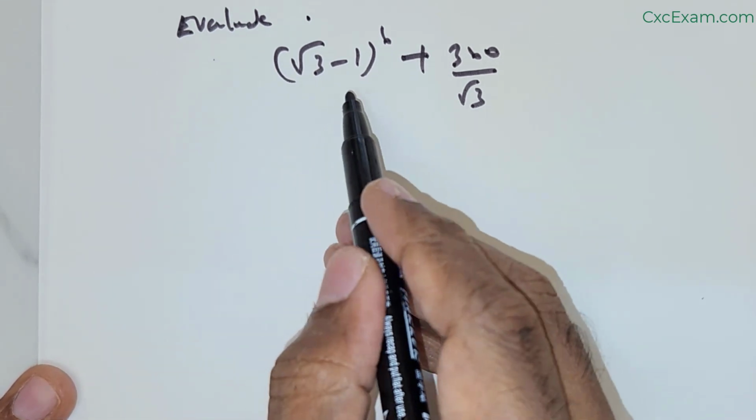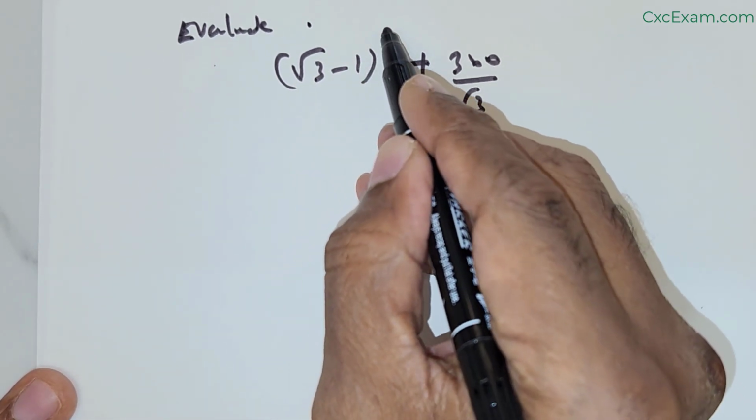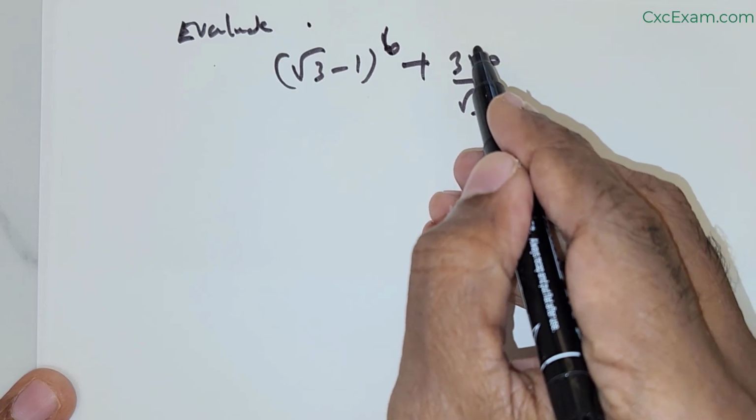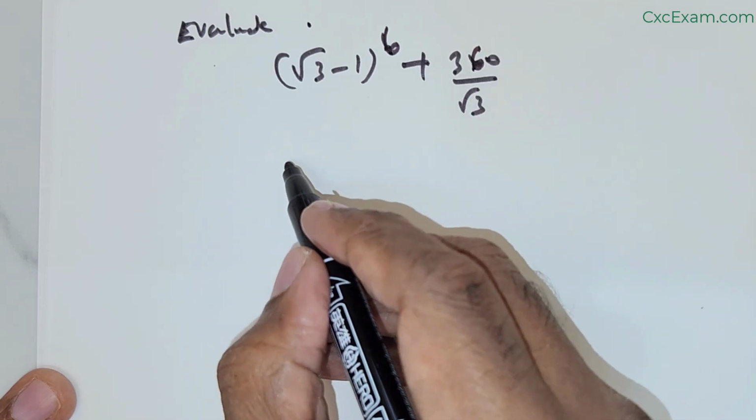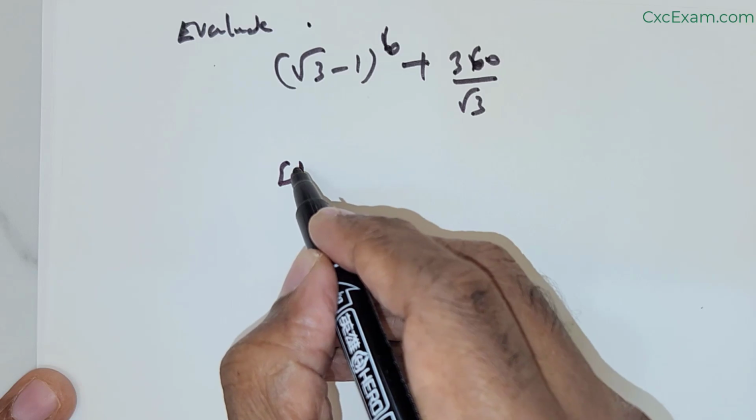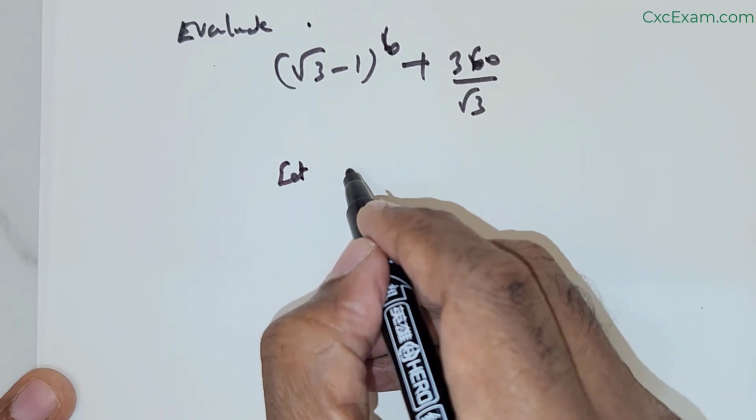Welcome everybody, we've been given this question. Evaluate (√3 − 1)^6 + 360/√3. So foremost, let me take the value.